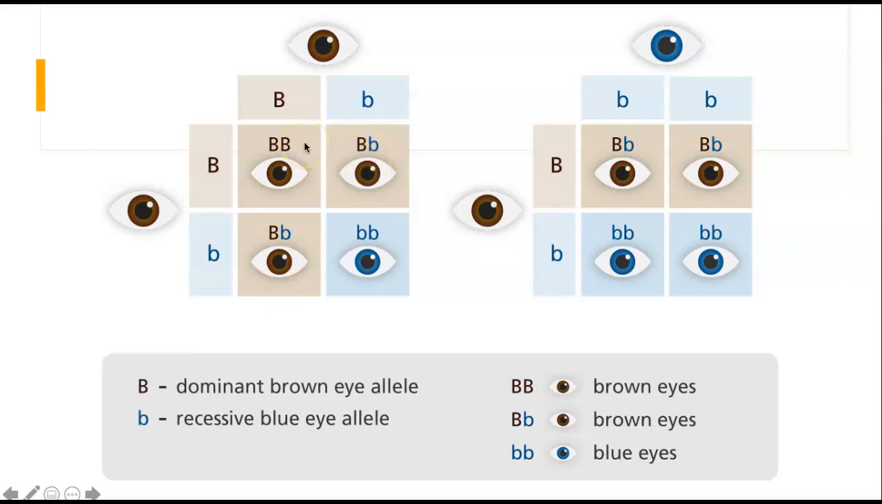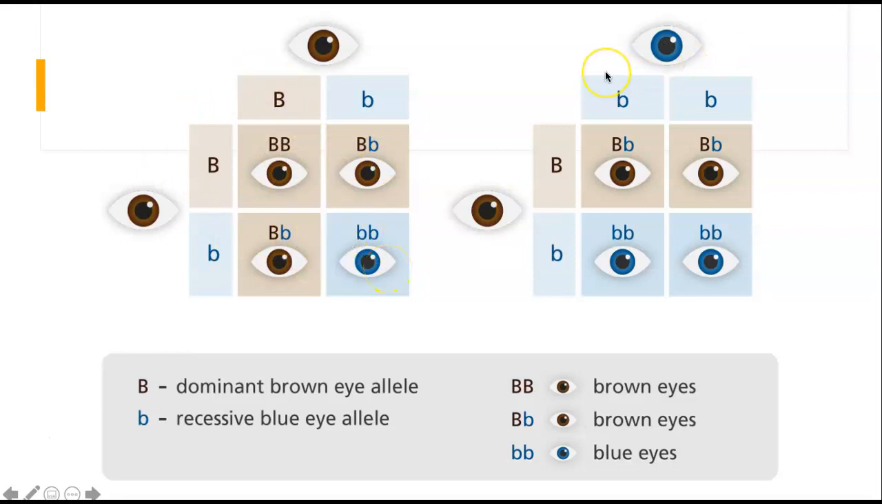So the genotype would be 25% homozygous dominant, 50% heterozygous, and of course 25% homozygous recessive. Now, that's the genotype. The phenotype would be 75% brown and 25% blue.